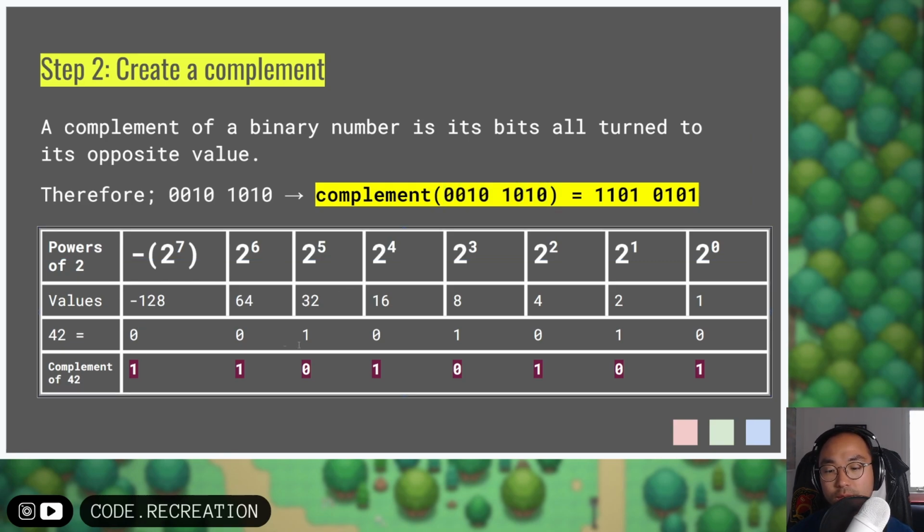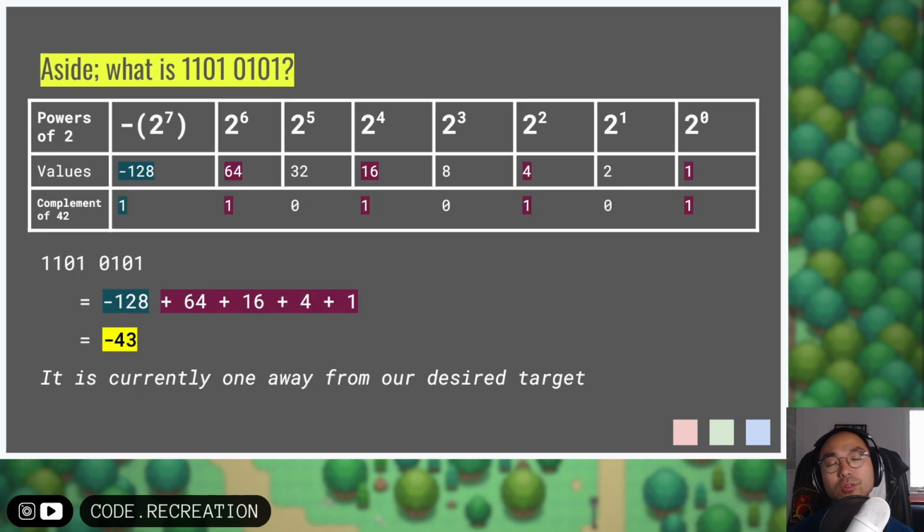So 0 turns to 1, 0 turns to 1, 1 turns to 0, 0 turns to 1, 1 turns to 0, 0 turns to 1, 1 turns to 0, and 0 turns to 1. And we get 11010101. Perfect. Well, let's do a little aside.